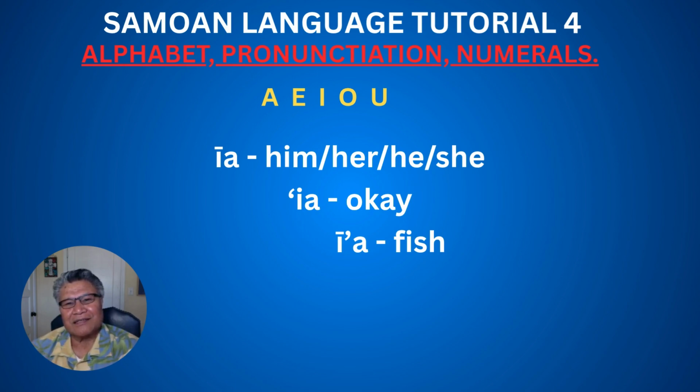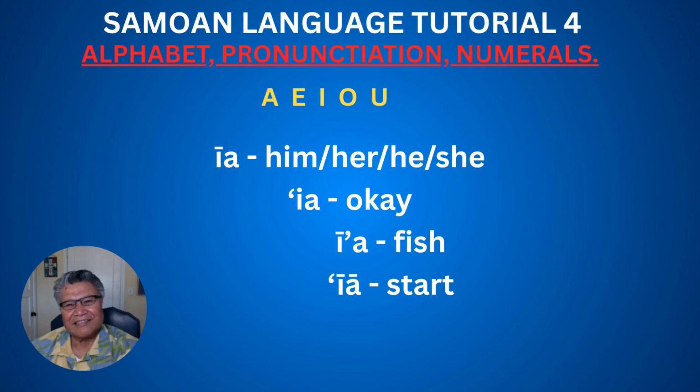Let's move that apostrophe to between the I and the A, and bring the emphasis on top of the I. Then it's Ia. Ia is fish. Okay, let's move the apostrophe back before the I. Put the emphasis on top of the I and on top of the A. And then it will be 'Ia.